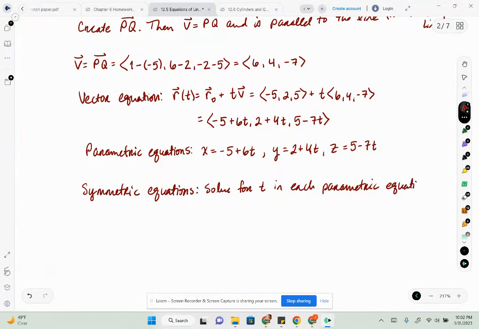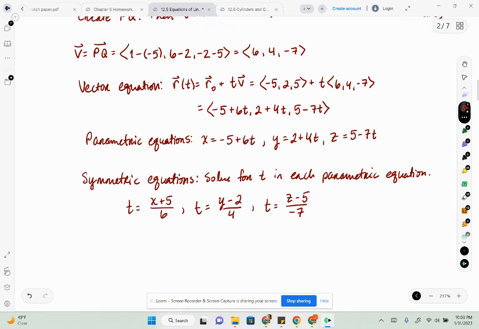So when we do that, in the first of them, if I solve for t, I get t is equal to (x plus 5) over 6. So I just added the 5 and divided by 6. The second component tells me t is equal to (y minus 2) over 4. The third component tells me t is equal to (z minus 5) over -7.